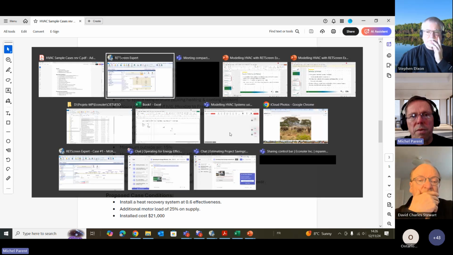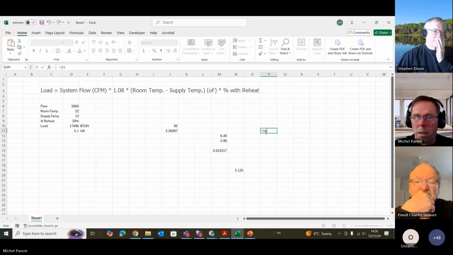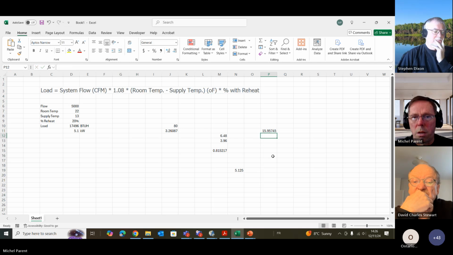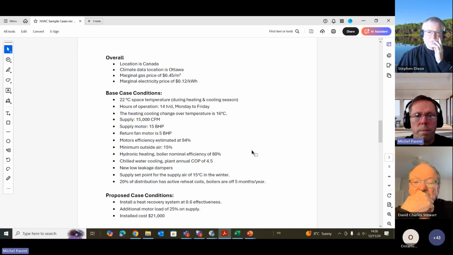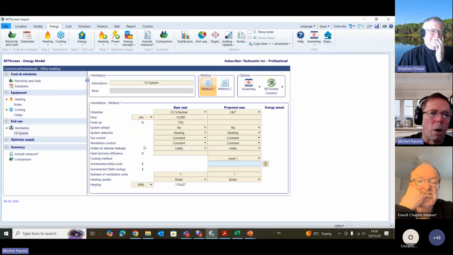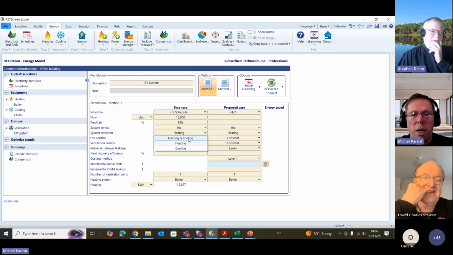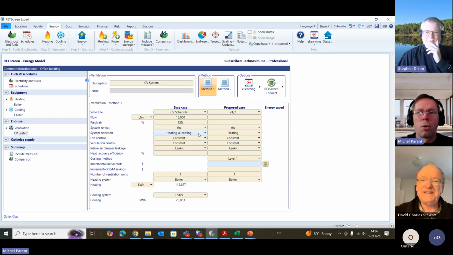So 15 divided by 0.94. Oh, that's 16. That's later on. Sorry, guys. I'm already into the motors. I'm too anxious, so okay, you're good for time. Heating and cooling, I'm good for time.